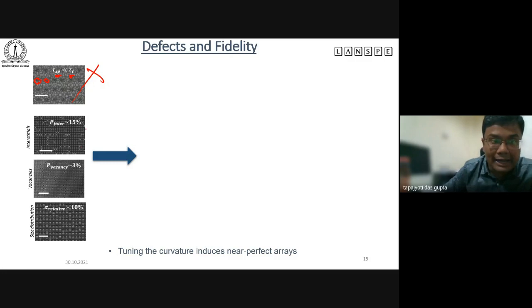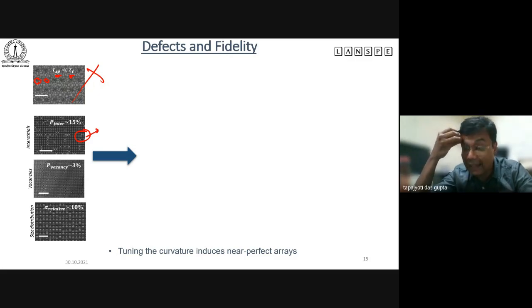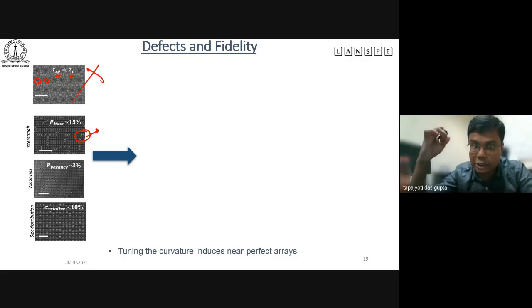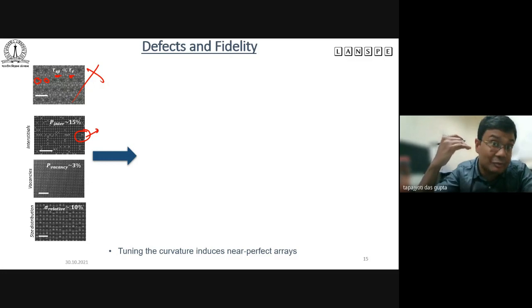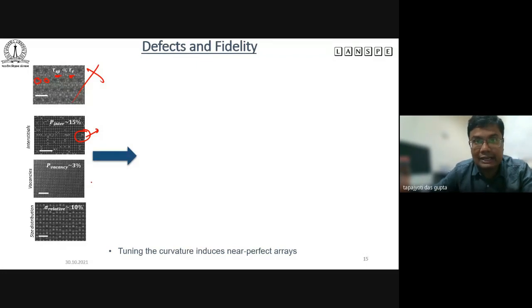And that means we can divide your defects into what is called interstitial, that is particle forming on the top, coming from the word interstitial in your defects when you learn your solid states. Then there can be vacancies, okay? And there can be size distribution. These are the three defects which are very, very crucial, and we should try to minimize them as far as possible. These are there in lithography also, but much, much less in number. Now, 3%, 15%, and 10% is quite a large number, right? So we cannot really use these kind of structures for these applications in metasurfaces, metalenses, etc.